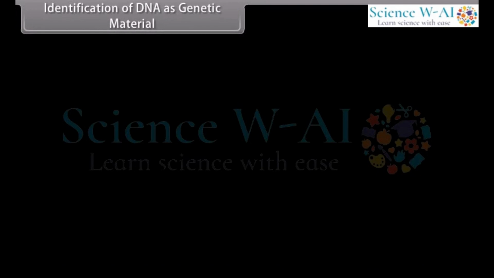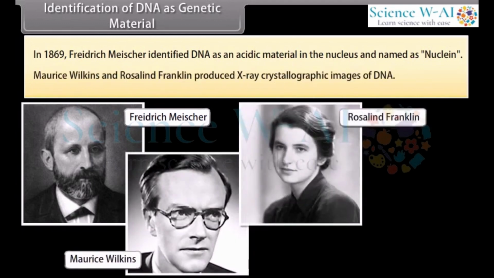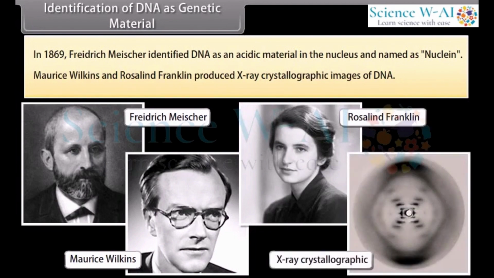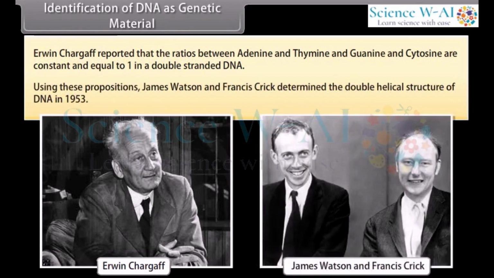Identification of DNA as genetic material. In 1869, Friedrich Miescher identified DNA as an acidic material in the nucleus and named it nuclein. Maurice Wilkins and Rosalind Franklin produced X-ray crystallographic images of DNA. Erwin Chargaff reported that the ratios of adenine to thymine and guanine to cytosine are constant and equal to 1 in a double-stranded DNA. Using these propositions, James Watson and Francis Crick determined the double helical structure of DNA in 1953.